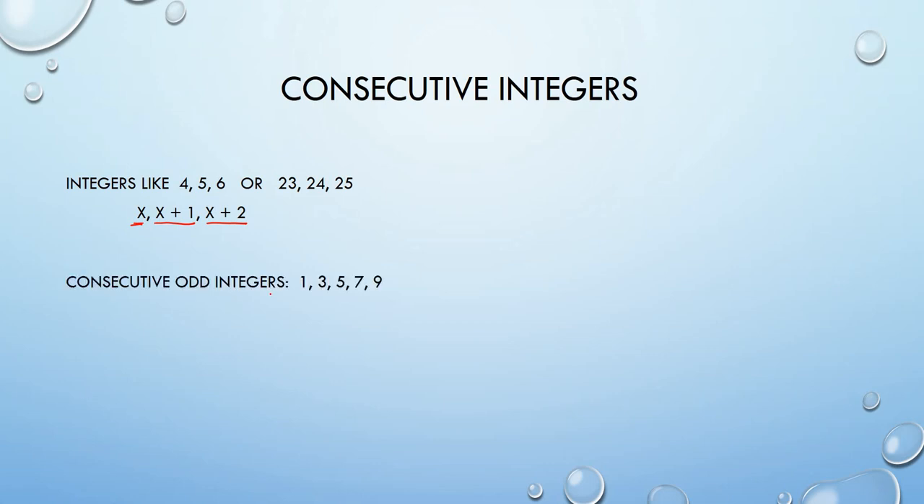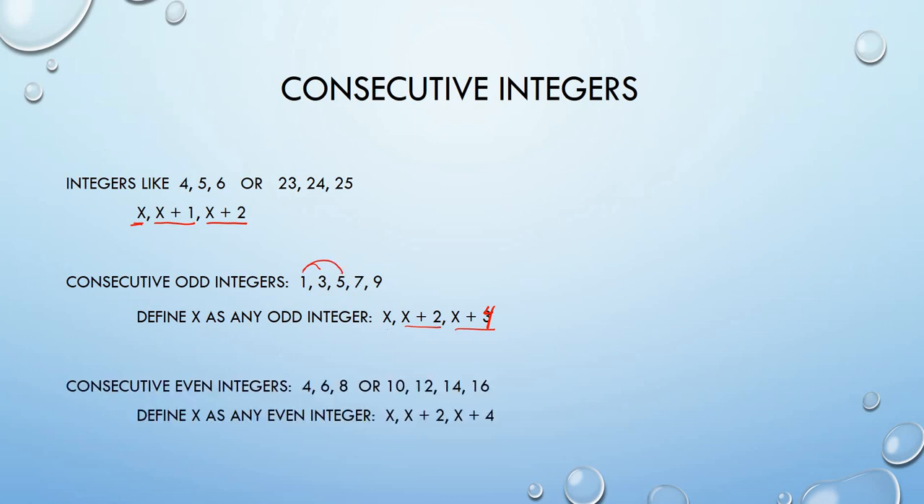What if we want consecutive odd integers like 1, 3, 5, 7, 9? So again, we're going to define x as the first odd integer, then the next one would be 2 more, 1 plus 2 is 3. Oops, that should have said x plus 2. The next one is x plus 4, 1 plus 4 is 5, etc., etc. We can do the same thing with even integers. We're just going to use x as the first even. The next one will be x plus 2, x plus 4. Okay, so again, I know that I go through these quickly, so you should be pausing and writing this down. If you have any questions about this, be sure to ask me in class.